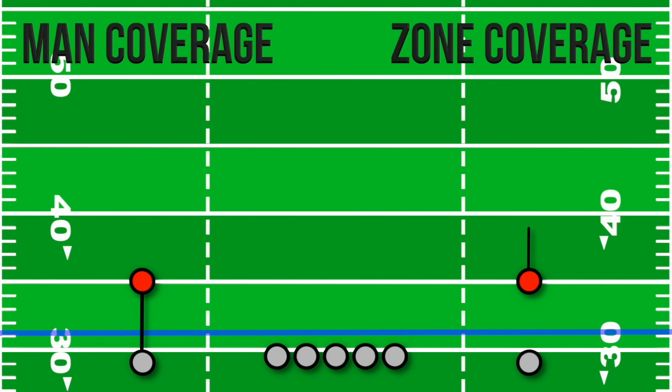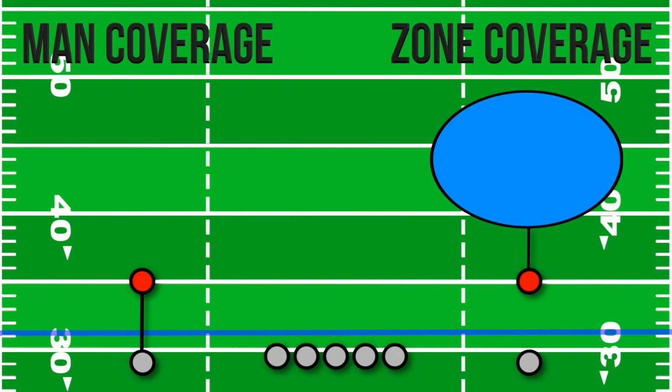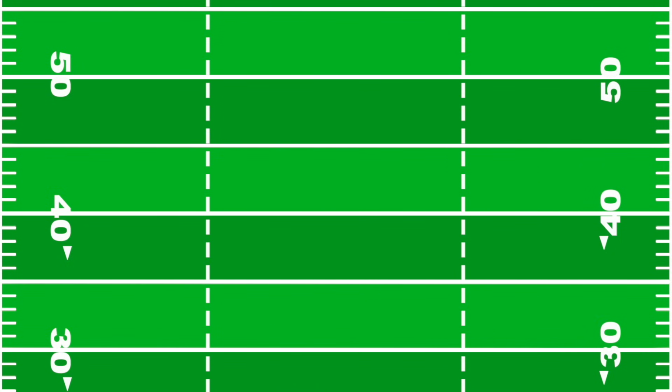Zone coverage is a spot drop coverage, meaning the player drops into a specific location, reads the quarterback's eyes, and tries to disrupt passing lanes. Match coverage or pattern match coverage is what most defenses run nowadays, and it essentially means that a player has an initial assignment, which can change depending on what a receiver does.